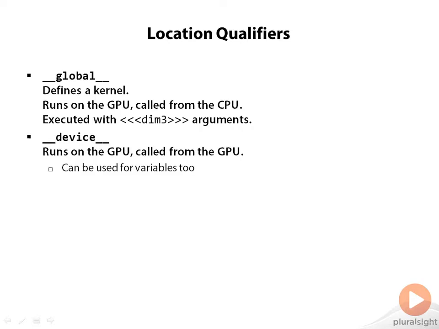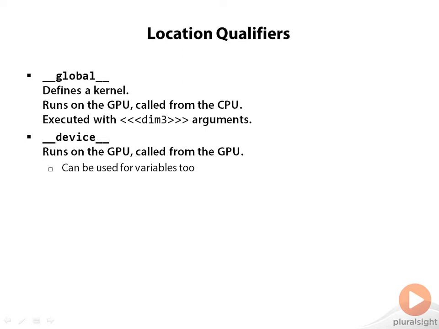Now, this is intended for functions that run on the GPU and get called from the GPU as well. And as you can imagine, you cannot call this from the CPU. Curiously enough, __device__ can also be used for variables, and this is a very special case that requires a slightly different syntax for copying data to and from the device variable.